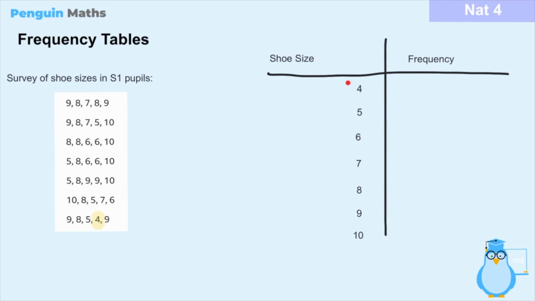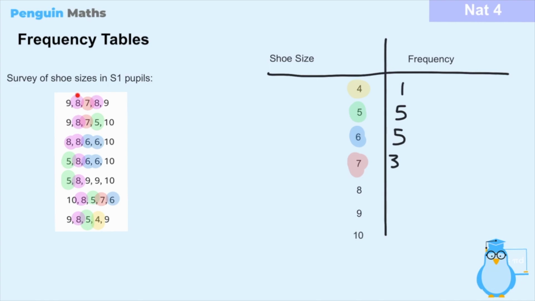So beginning with 4, we only have one shoe size that's collected as being 4, so that means that the frequency of that would just be equal to 1. So next for a shoe size of 5, we can see here that we have 1, 2, 3, 4, 5 pupils with a shoe size of 5. For a shoe size of 6 we have 1, 2, 3, 4, 5 again. For pupils with a shoe size of 7 we have 1, 2, 3.